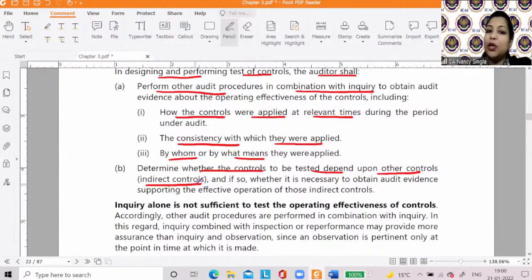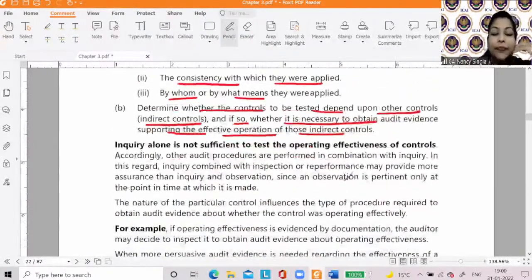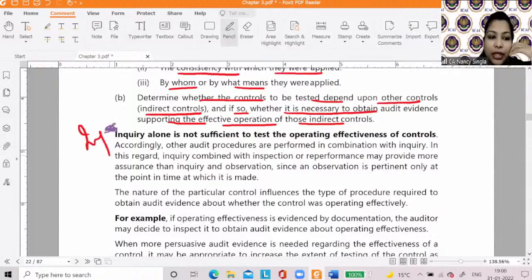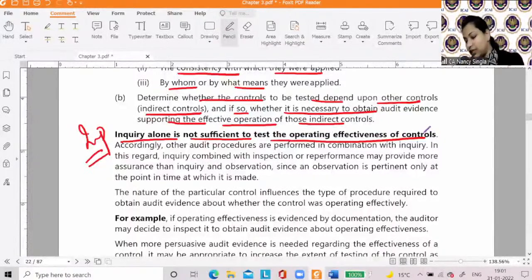So I gave you the example of exception reports: whenever the credit sale exceeds the authorized limit, exception reports are generated. So what is the direct control? How the management is reviewing such reports, how the management is taking the corrective actions. But how those reports get generated depends upon your general IT controls. And if so, whether it is necessary to obtain audit evidence supporting the effective operation of those indirect controls. And this is very, very important, that inquiry alone is not sufficient to test the operating effectiveness of controls. This you can read, we have discussed in detail.